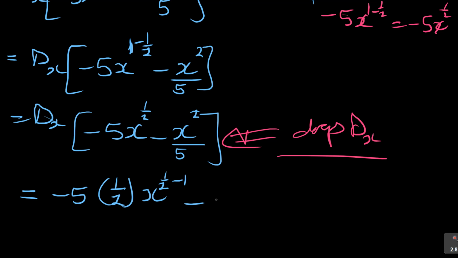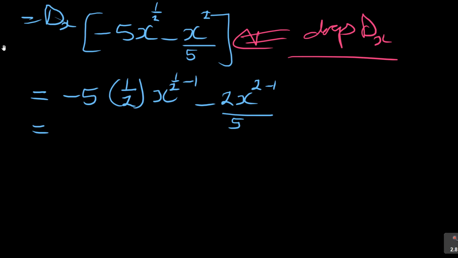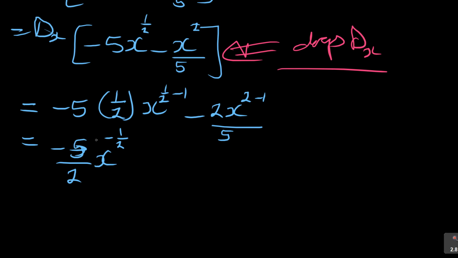But it's on top now. Minus 2x, 2 minus 1 over 5. That's how you do this. And the answer becomes like that, which is minus 5 over 2 x to the power what? This is negative 1 over 2, this one. Alright, half minus 1 is negative 1 over 2, minus 2x over 5. Then this becomes the answer.